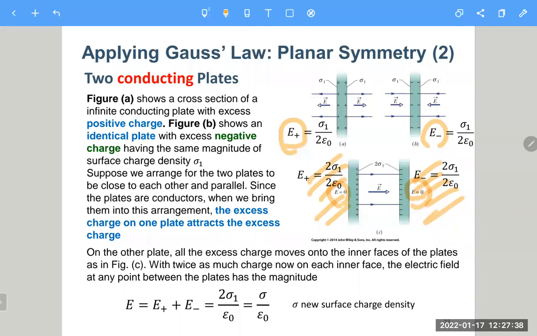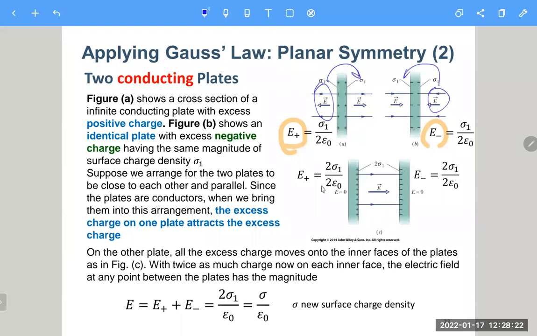Maybe the argument is not like that. Actually, suppose all the positive charge goes to the right surface. So this part also goes to this side. For this plate, it will already generate 2 times this value. So it has E plus, all going to the right side. And for this one, this part goes to this side, so it's like 2 sigma 1 over 2 epsilon naught, all going to the left side. So they point in the same direction.